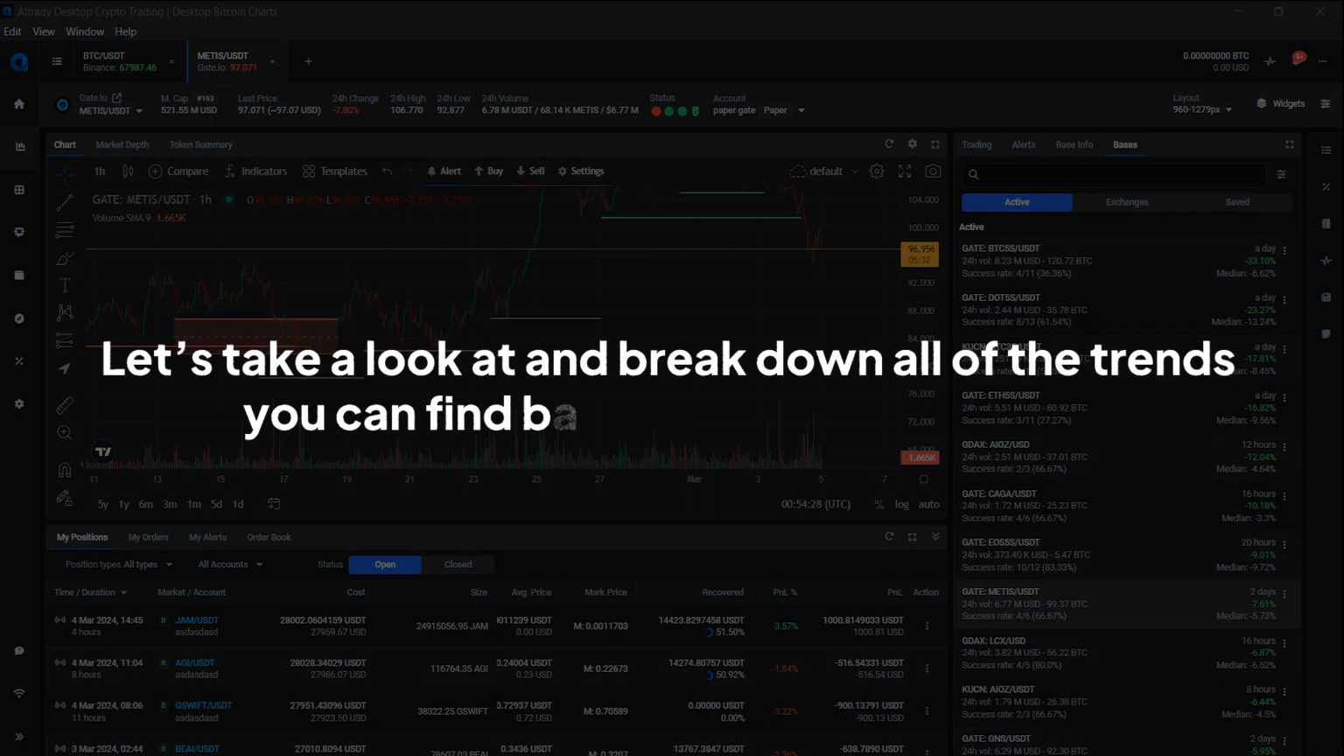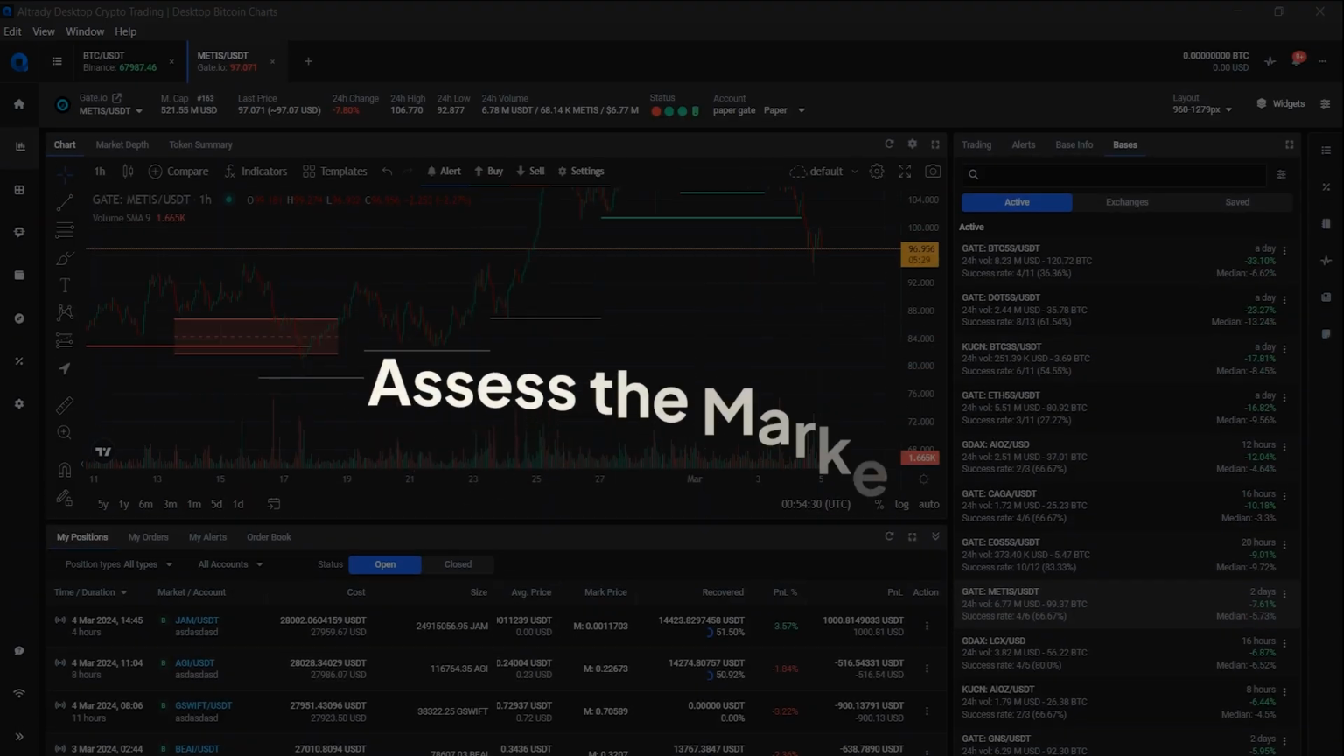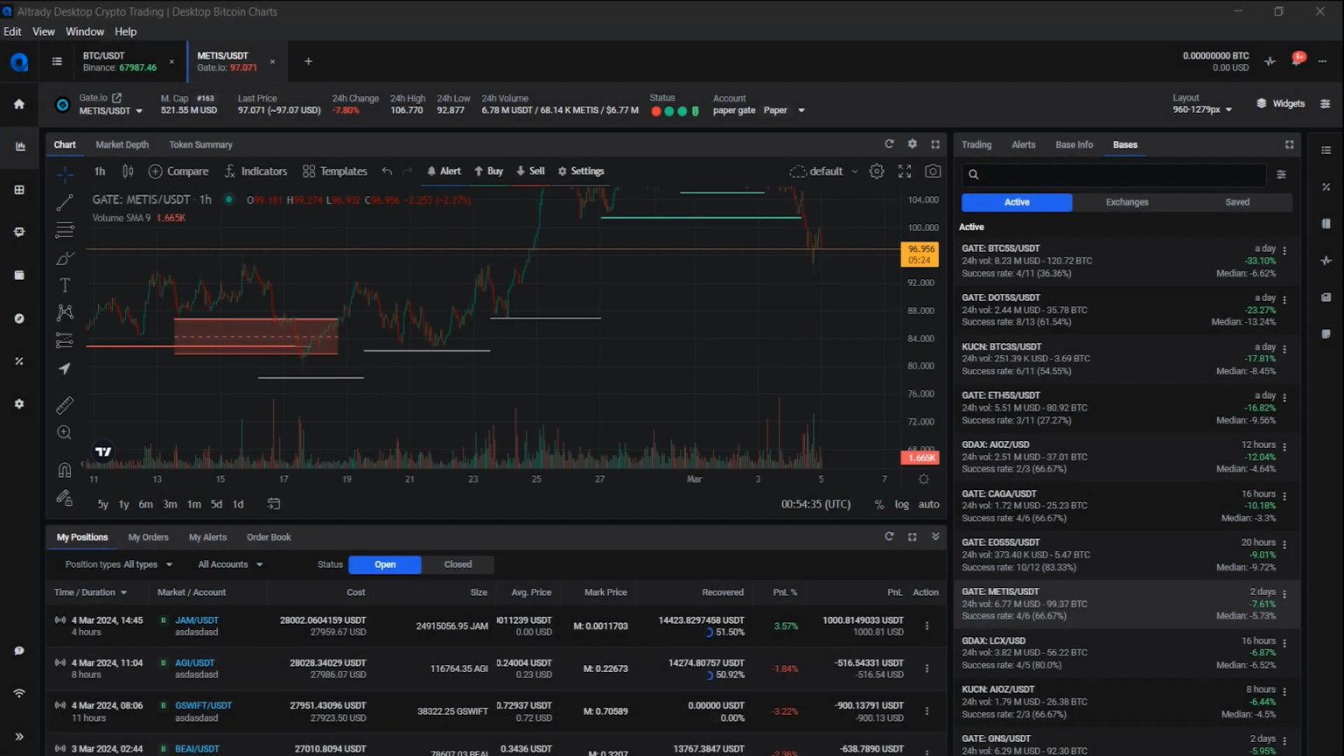Let's take a look at and break down all of the trends you can find bases on, starting with the uptrending markets. Assess the markets. To make the most of an uptrend market, it's important to find specific areas within that upward trend where bases can form. With the Bases tool, you can easily sift through the Active tab and find markets that are going up. But our goal is to pinpoint a specific upward trend called a ranging uptrend.